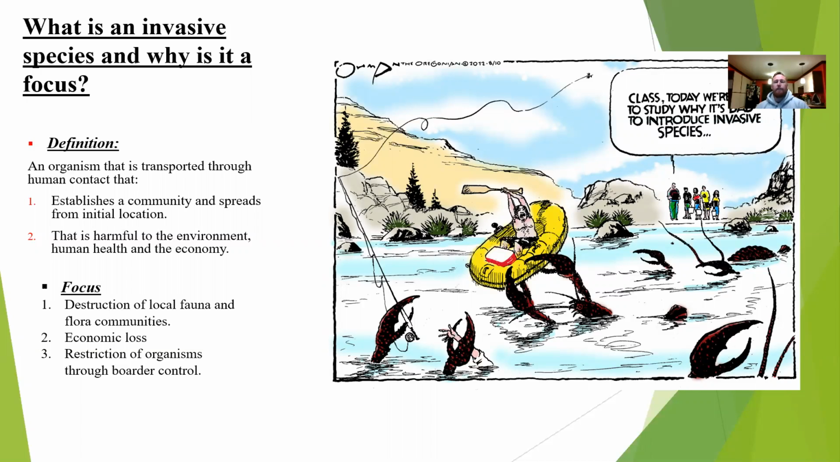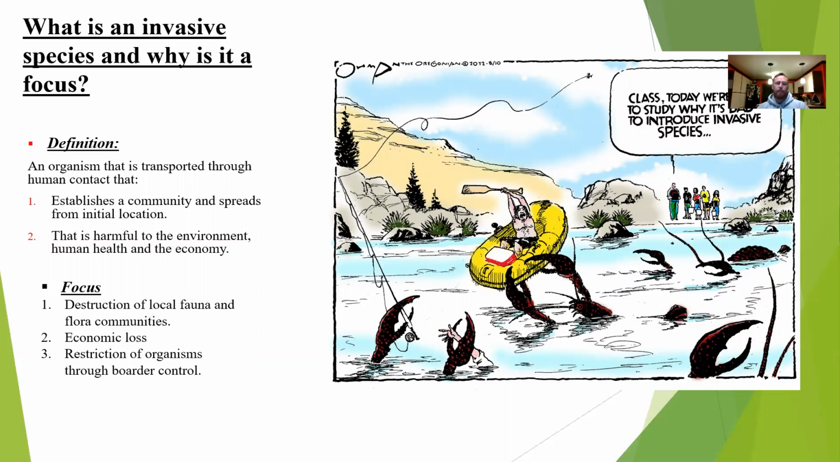So an invasive species is a species that is brought into an area that it's not supposed to be in. It establishes a community and it spreads from there. It outcompetes the local fauna and flora and is very destructive to the economy, to the environment, and can cause some serious complications in human health.